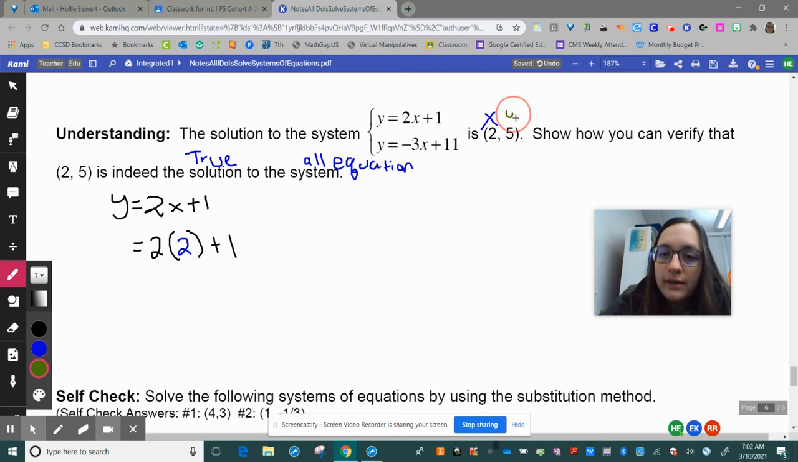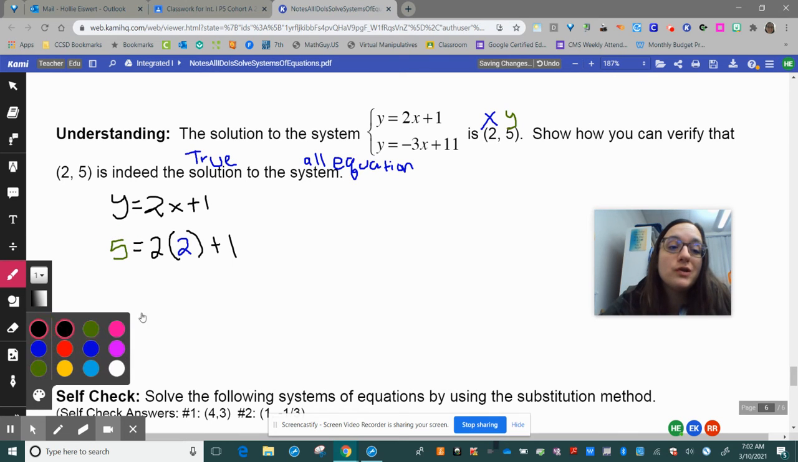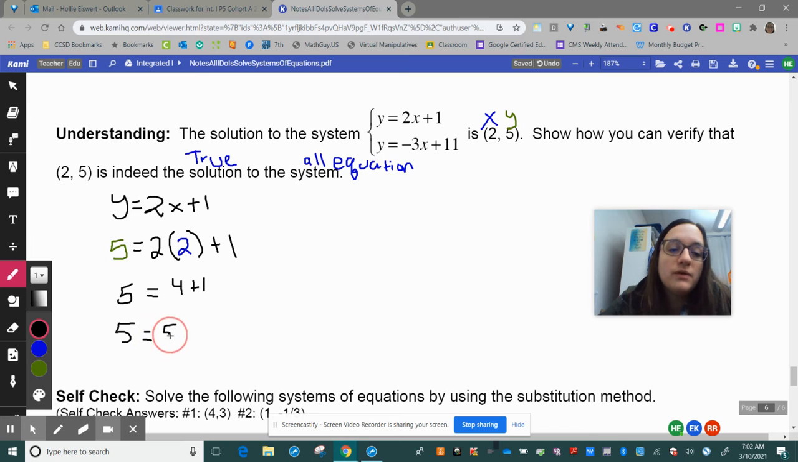My y is 5, so I'm going to put in 5 for y, and we're going to see if this is true. 2 times 2 is 4 plus 1. Again, I'm sure you can do this mental math. Beautiful. And 4 plus 1 is 5. Oh, that checks out. That is a true statement. That is a solution to that equation.